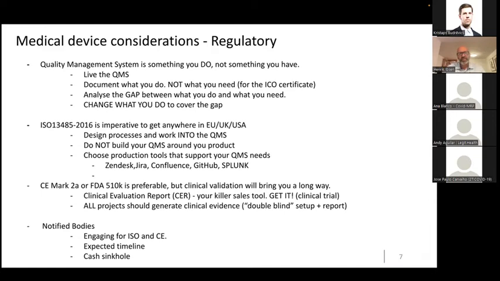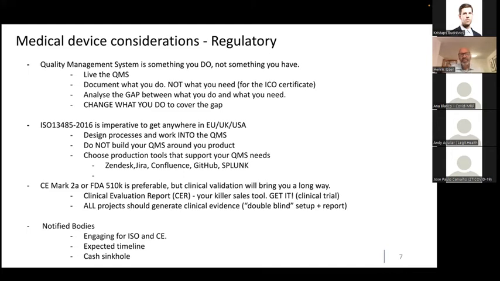Yeah, then the CE mark, the class 2A MDR or FDA 510(k) is preferable, but clinical validation is the first step. It will bring you a long way. And after you have done that, you can probably use it to create the clinical evaluation report that you need in your certification efforts by both the FDA and the notified bodies in the EU.